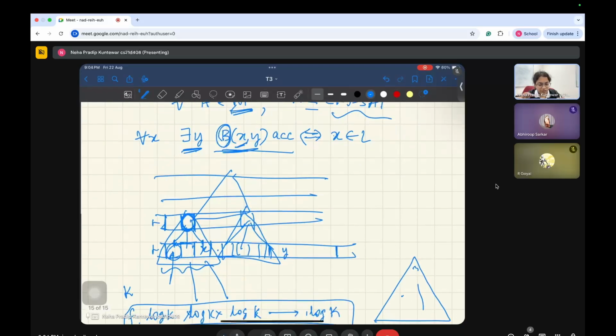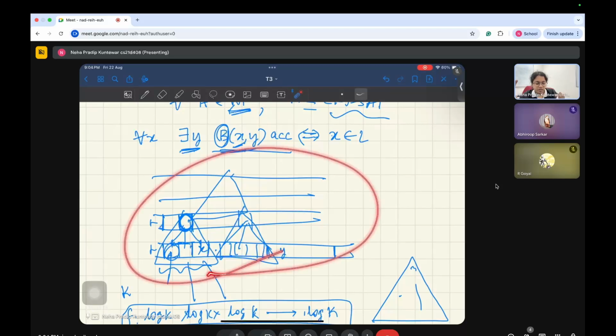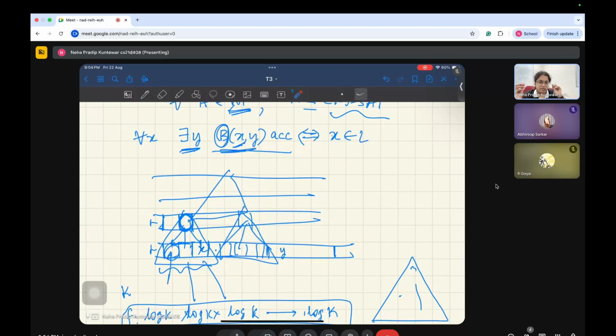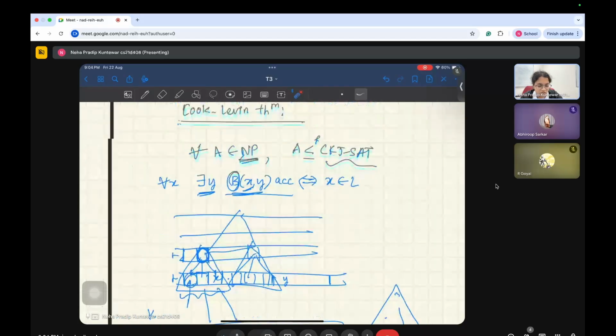So if this picture is clear, can you see why this can be done in logarithmic space?